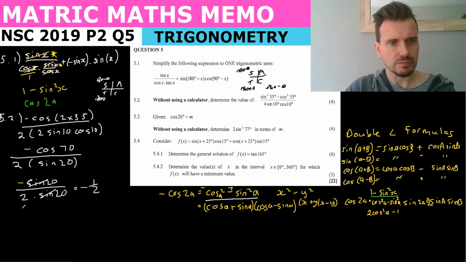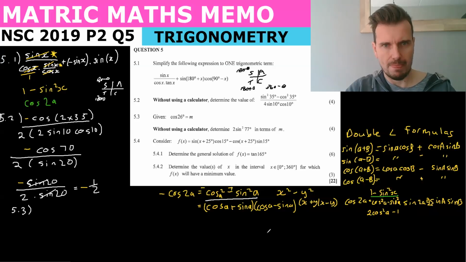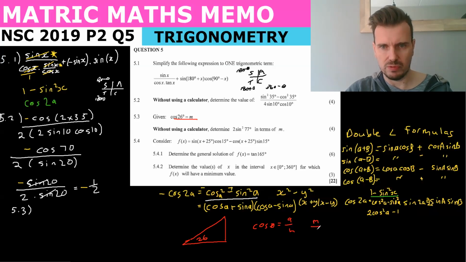Now, 5.3: we are given cos 26 equals m. Okay, so what we can do is draw a little triangle, which I'm going to do in red. And so we have 26 here, and they're telling us that it's equal to m. So we know that cos theta is equal to adjacent over hypotenuse, which means it could be, say, m over 1, because m is the same as saying m over 1. So we then know that the adjacent value to the 26 is m, and the hypotenuse is going to be 1. And so we work out the sine using Pythagoras.